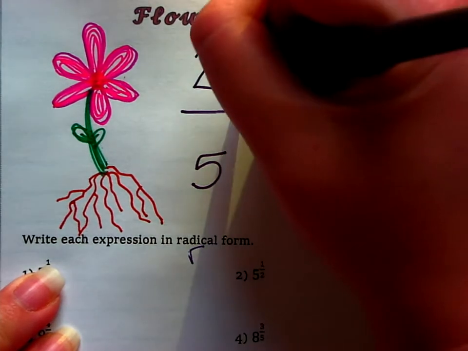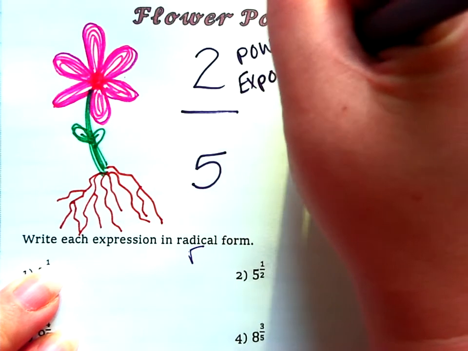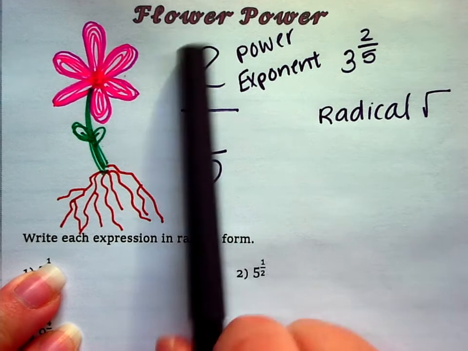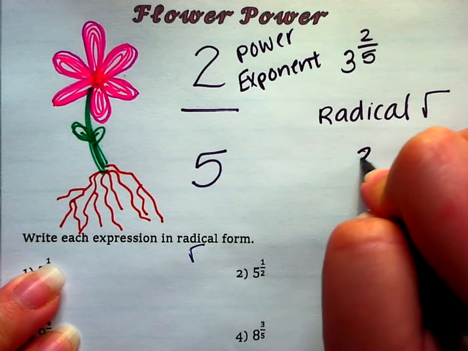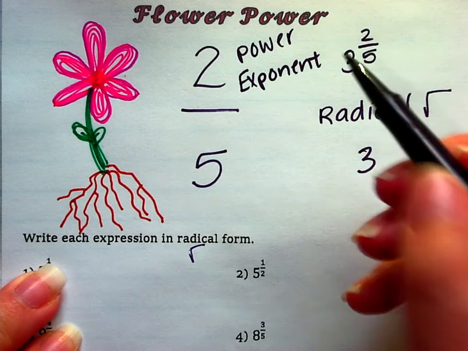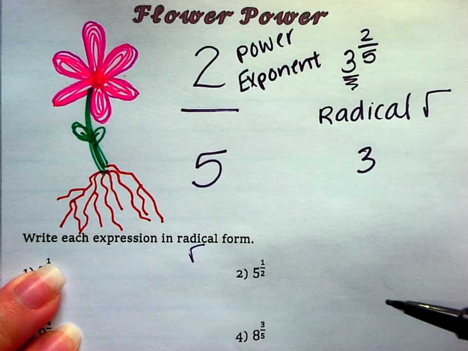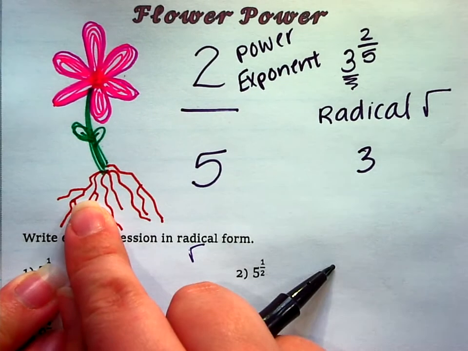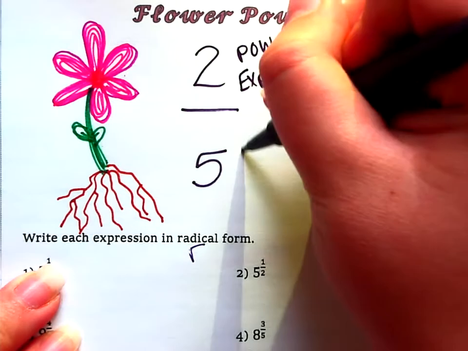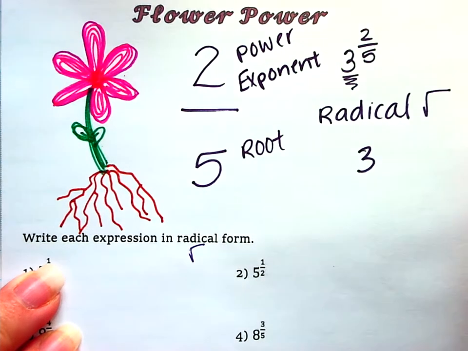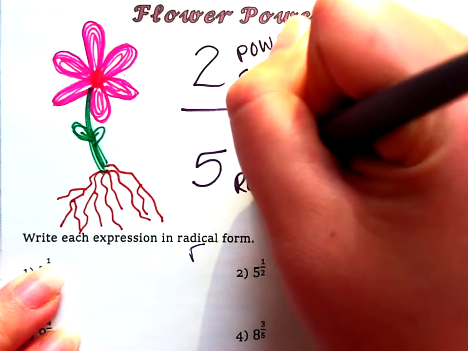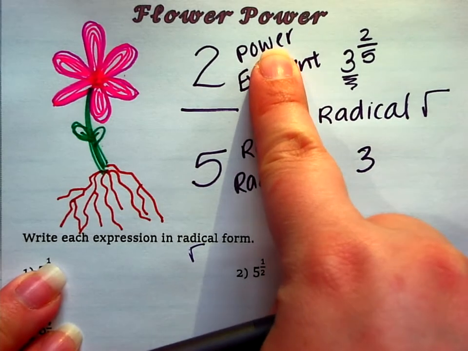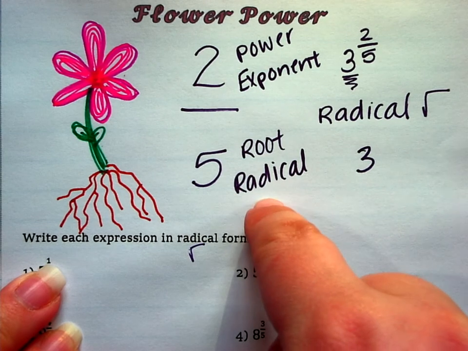Now another word for power is exponent. Whenever we had exponents, we would say, oh, that's 3 to the second power, or the fourth power. So the number on top of the fraction is going to be the power that you're raising this number to. The number on the bottom of the fraction is down here with the roots. So our denominator, our 5, is the root, and the more math word for that is radical. The number on top, the flower, is the power. The number on bottom, the root, is the radical.